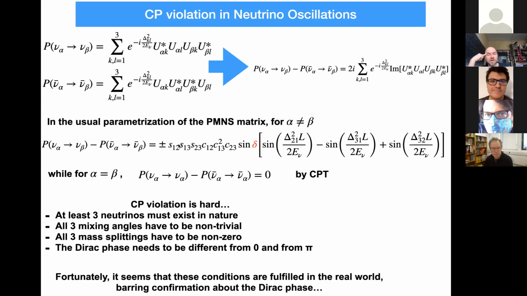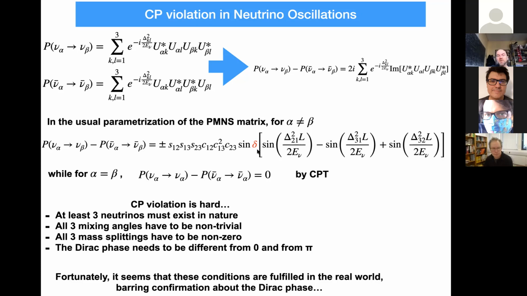It's very much like a Jarlskog invariant in the CKM case, and you also pick up the dependence on this Dirac phase. So the Dirac phase appears in this formula. If the Dirac phase goes to 0 or to pi, then the CP violation is gone, and you also get dependence on all three mass differences.